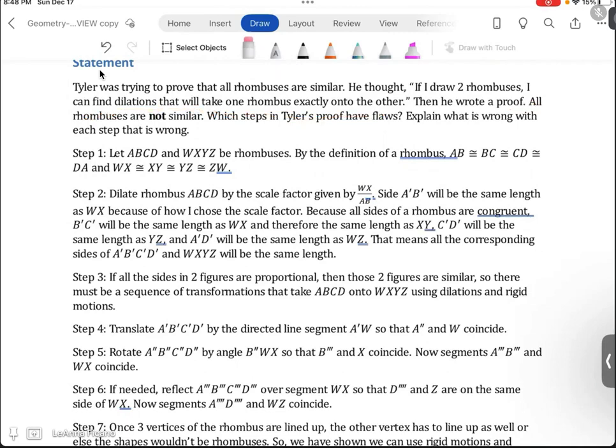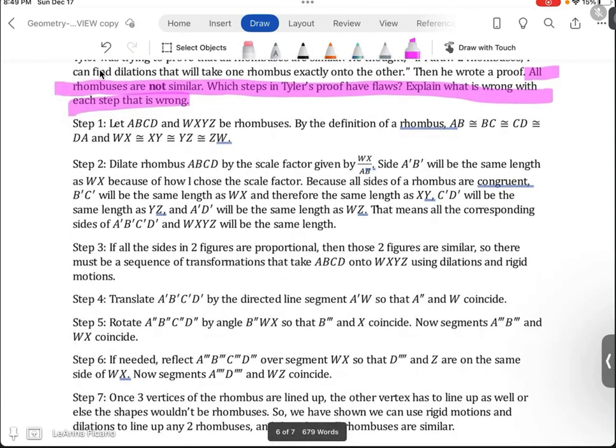Explain what is wrong with each step. Okay, the steps have flaws. Step 1: let ABCD and WXYZ be rhombuses. By the definition of rhombus, AB is congruent to BC, which is congruent to CD, which is congruent to DA, and WX is congruent to XY, which is congruent to YZ, which is congruent to ZW. Okay, that could be true.